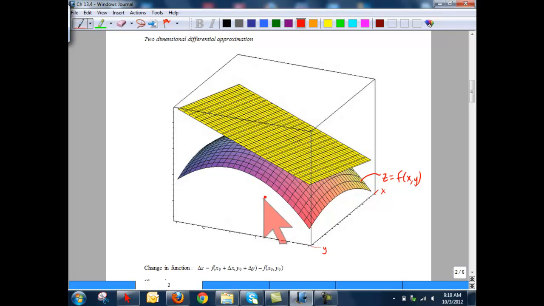Now, I pick some point that I'm especially interested in, say right here. And I talk about its coordinates as x naught, y naught. I take those values of x and y and plug them into the function. In other words, I go up until I hit the graph of the function, say right here. And so this point is x naught, y naught plugged into function f.